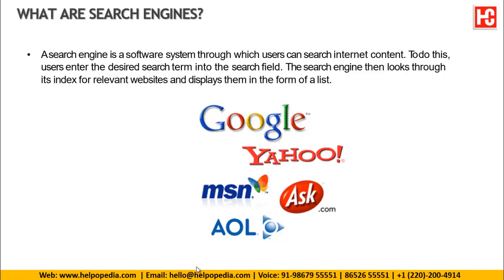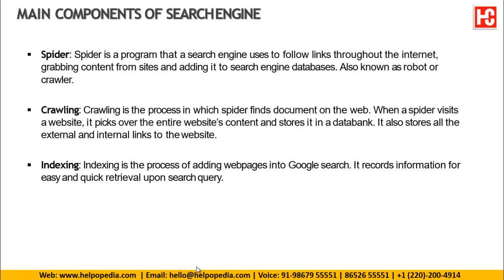Now, how does a search engine work? We need to know the main components of a search engine. Over here we have three components. The first one is the spider. The spider is also called a robot or a bot.